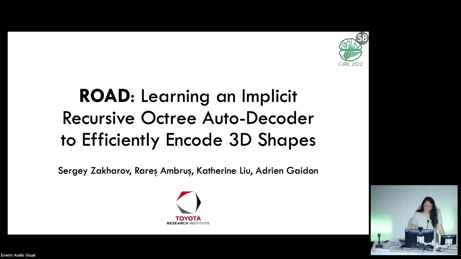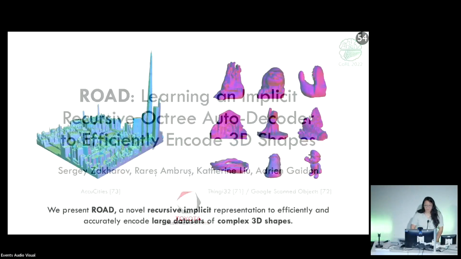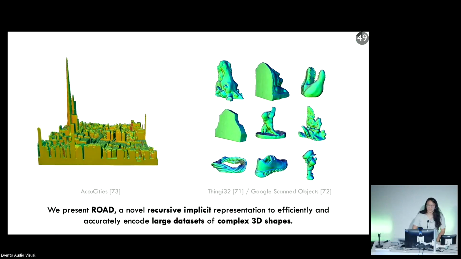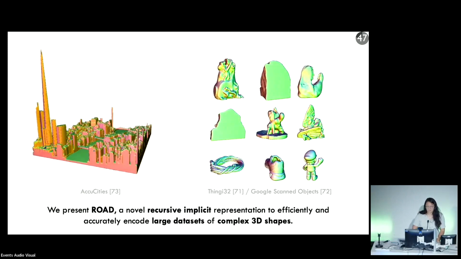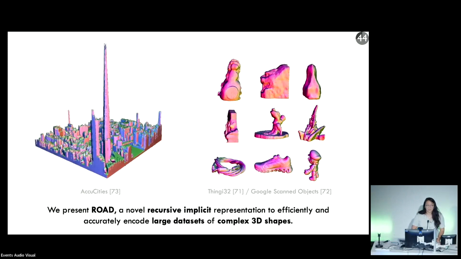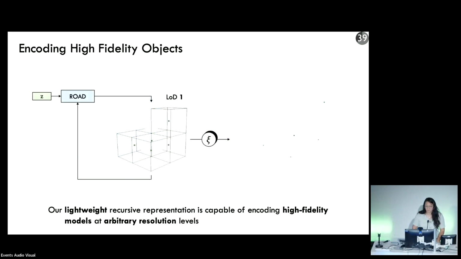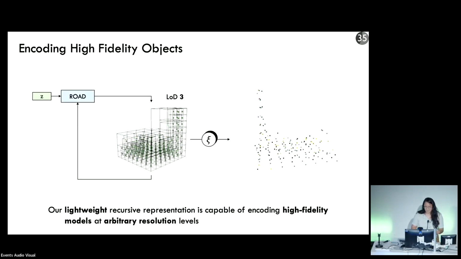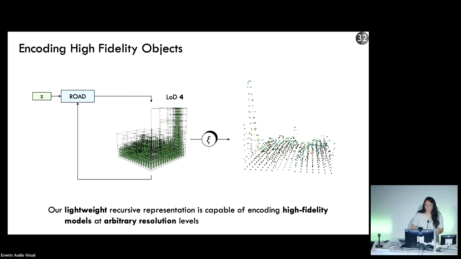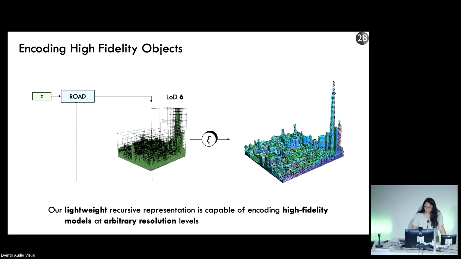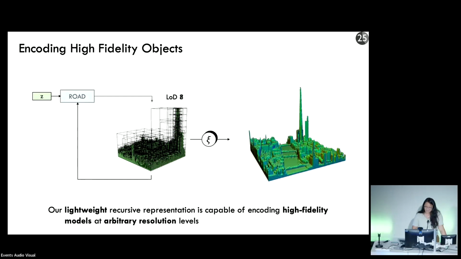Hi everyone, my name is Catherine and I'm here today to talk about ROAD, a recursive octree autodecoder for 3D shapes. This was joint work with my colleagues at TRI. ROAD is a novel implicit representation that can accurately encode scenes and large data sets of complex 3D objects. Previous works either encoded a single entity with high fidelity, or they encoded multiple models, but struggled to reconstruct high frequency detail. What's neat about ROAD is that the models are represented hierarchically, and the same network is called recursively to increase the level of detail. And you can see that here in this animation.